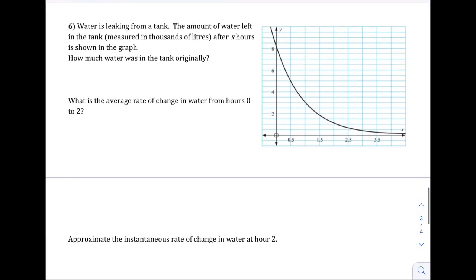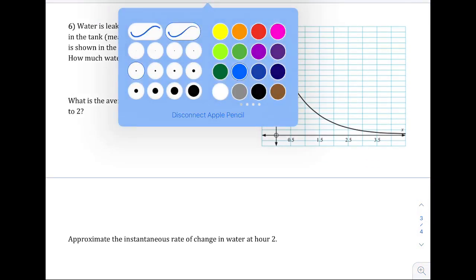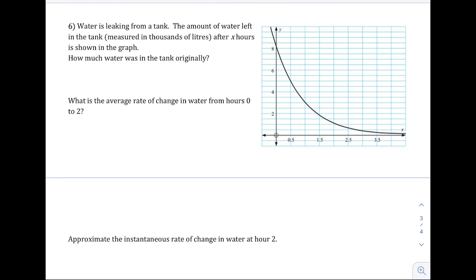Keep rolling along here. Water is leaking from a tank. The amount of water left in the tank measured by thousands of liters after X hours is shown on the graph. How much water was in the tank originally? So we're just wondering at time 0 right here, how much water was in the tank? Well, it looks to me to be 8, or in this case, 8,000 liters.